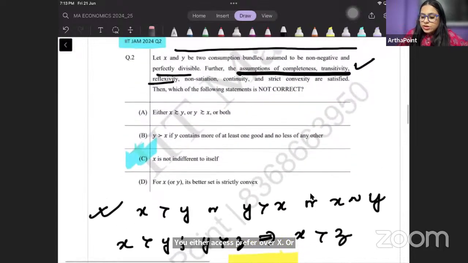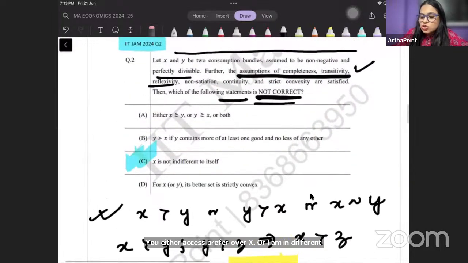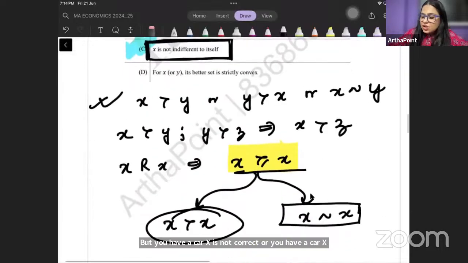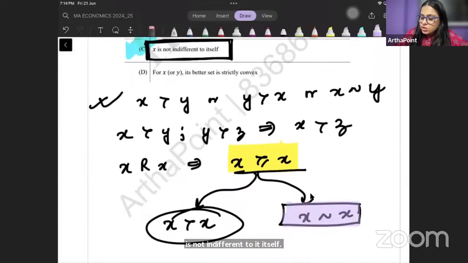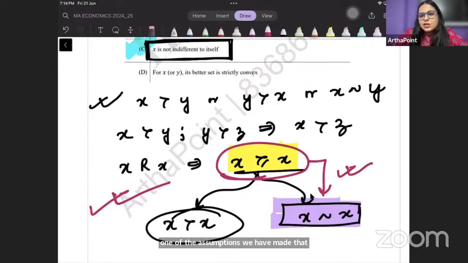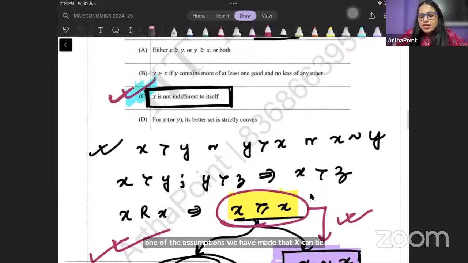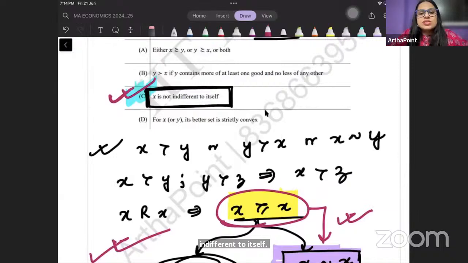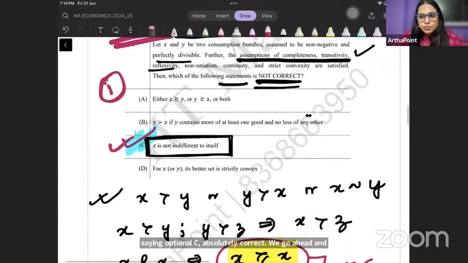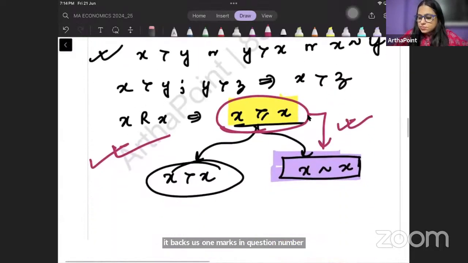Now look here, ये क्या बोल रहा है? Which of the following statements is not correct? और यहाँ पे क्या आ रहा है? X is not indifferent to itself. But I know that X can be indifferent to itself. This is one of the assumptions we have made, that X can be indifferent to itself. So this is incorrect. So you are correct. Everyone who is saying option is C, absolutely correct. It bags us 1 mark in question number 2 of the 2024 paper.